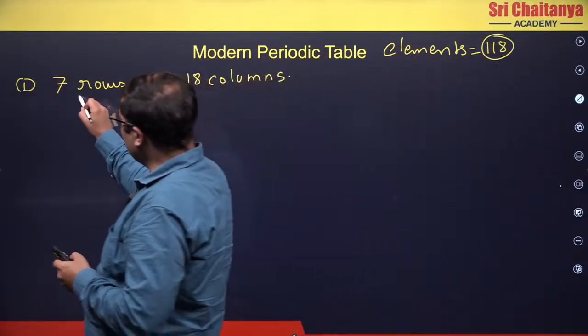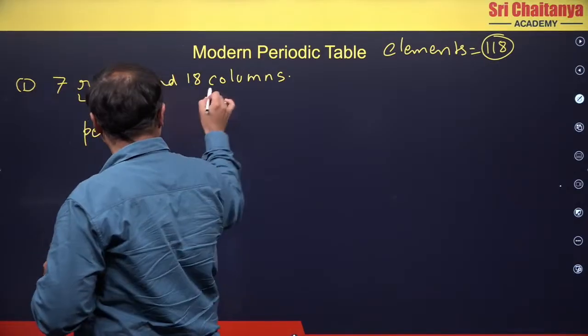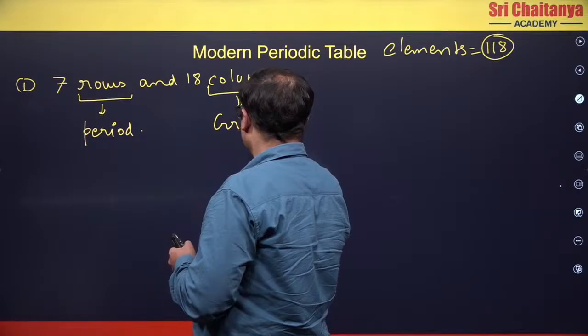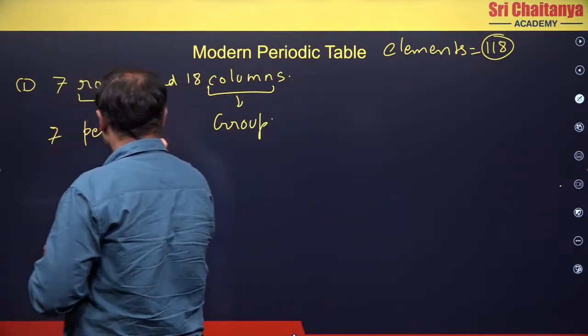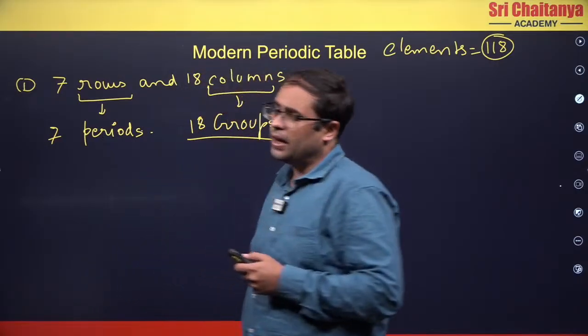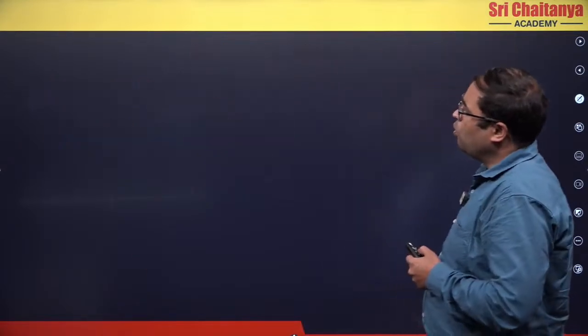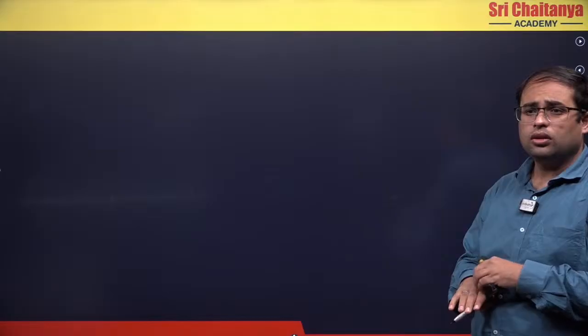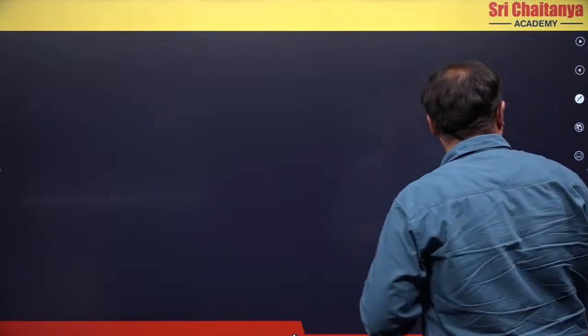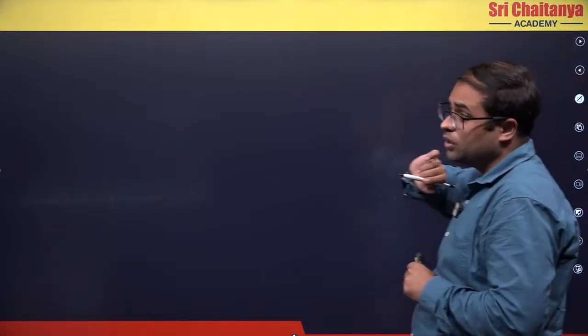So you have 7 rows. Now each row is called a period and each column is called a group. So in total we have 7 periods and you have 18 groups, right? You have rows and you have columns. Now one by one, let us try to construct this table, and with each point moving forward, we will learn to prepare this table. Let us see whether we can do that or not.